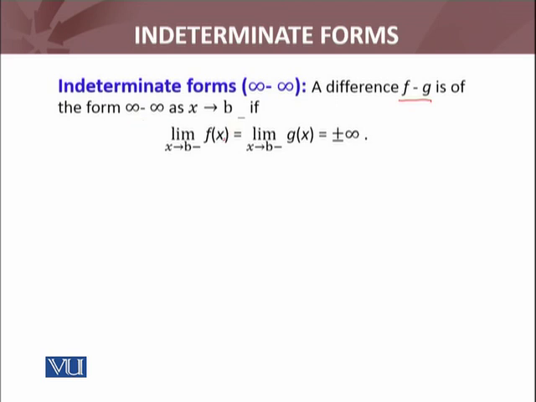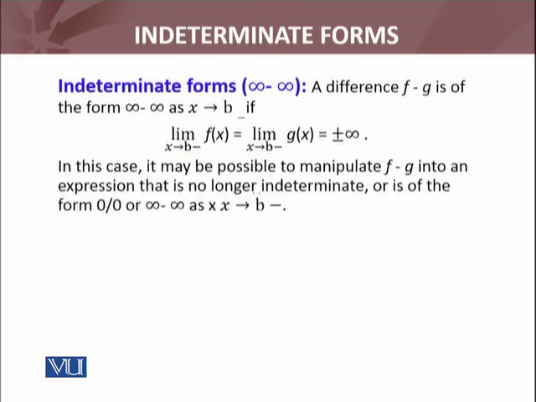minus infinity as x approaches b from the left side if both f of x and g of x have plus or minus infinity limit whenever x approaches b minus, which is from the left side. In this case, it may be possible to manipulate f minus g, as we did for the previous indeterminate forms, into an expression that is no longer an indeterminate form or is of the form 0 by 0 or infinity by infinity as x approaches infinity. This is infinity by infinity.